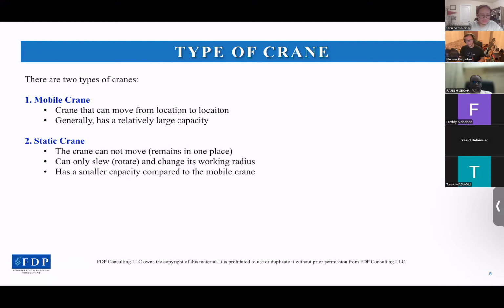Generally, they have a bigger capacity than the static crane. Unlike the mobile crane, static crane can only stay in one place. So basically, it cannot move. It can only slew or rotate, or change the radius by boom up or down, and move the hook with its bogie. Now let's see which cranes are included in mobile crane and static crane.